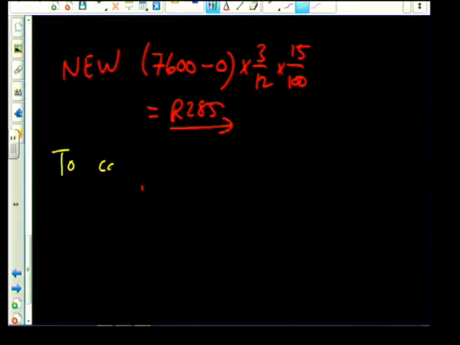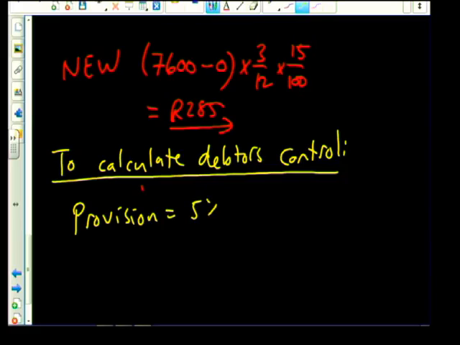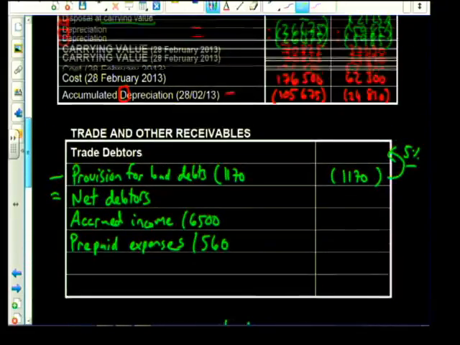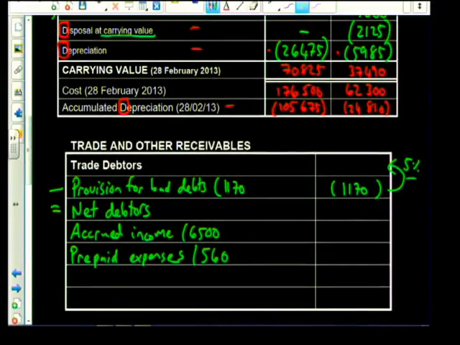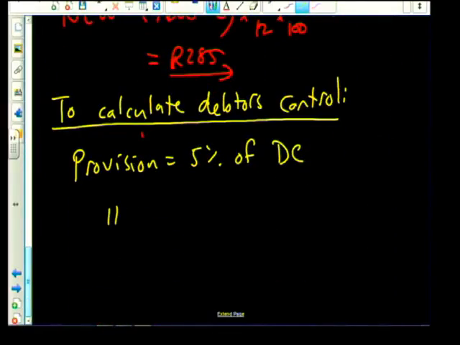So to calculate debtors control, we have the provision, and we know that the provision is equal to 5% of debtors control. I'll just abbreviate it as DC. So this provision here of 1170 is 5% of our trade debtors. So we know that 1170 is 5% of debtors control, and if we want to solve for debtors control, we can put an X in here.